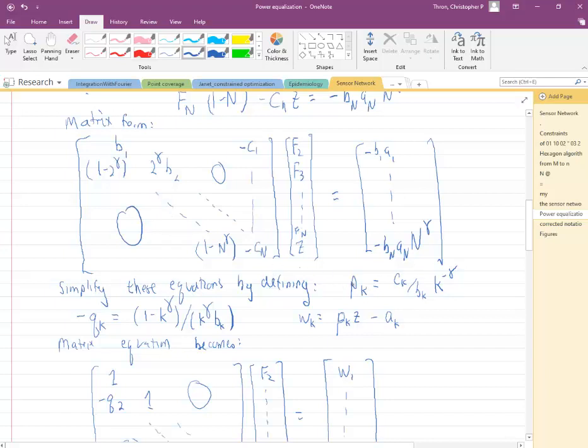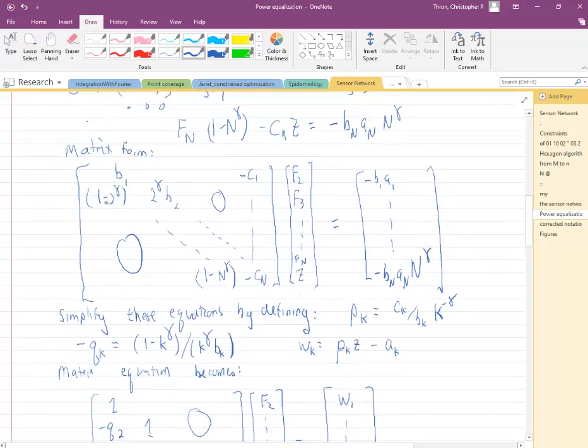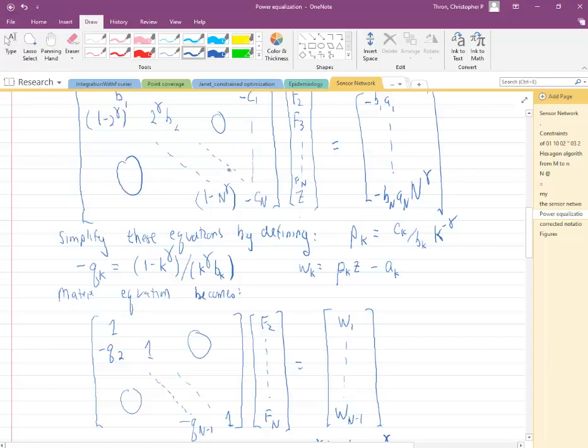Now I can simplify these equations. I define a new unknown, pk, as ck over bk times k to the minus gamma. And minus qk as 1 minus k to the gamma over k to the gamma bk. What I'm doing is I'm dividing each row by k to the gamma bk. If I do that, then the diagonal entries become 1. That makes it simple. These entries down here become minus qk. Sorry, these become minus qk. And then I bring this last column over to the other side, and I combine it with this one. So that's how I get Wk is equal to the pkZ minus Ak. Okay, so here's a simple form of the equations.